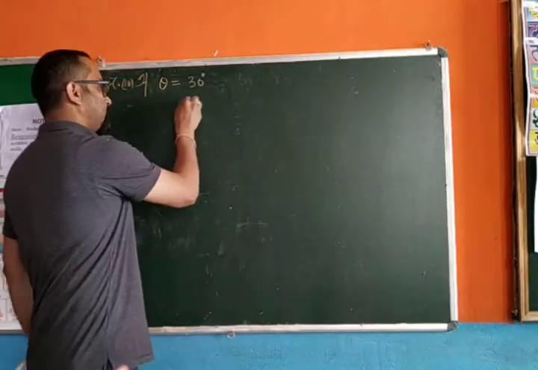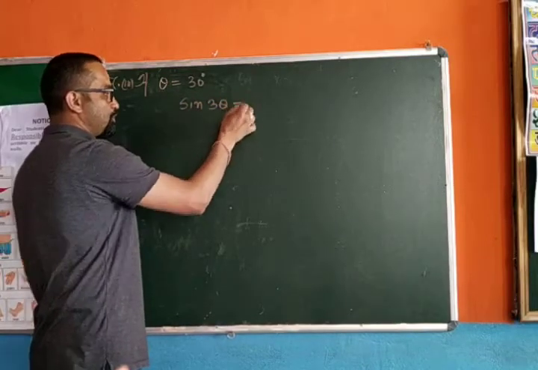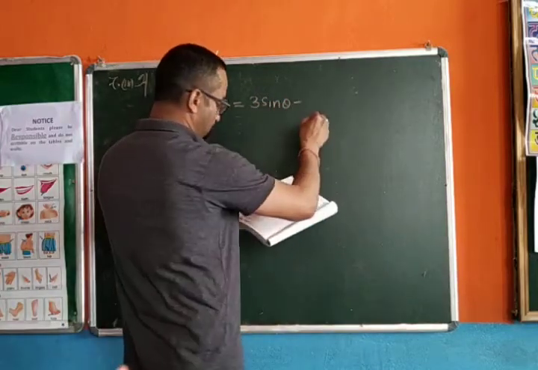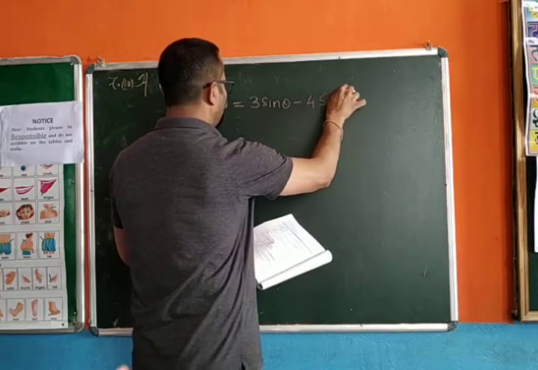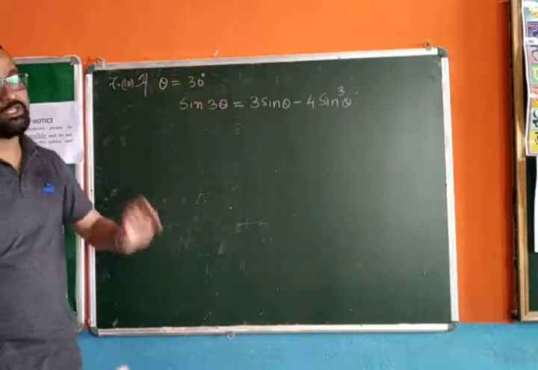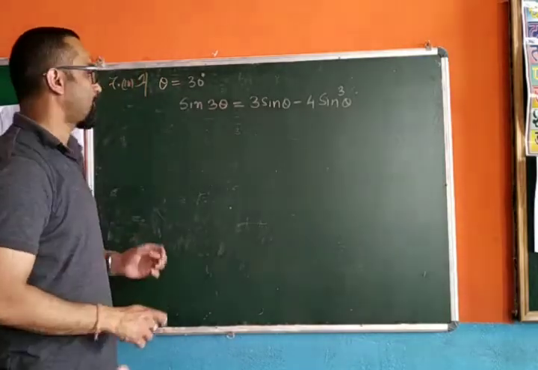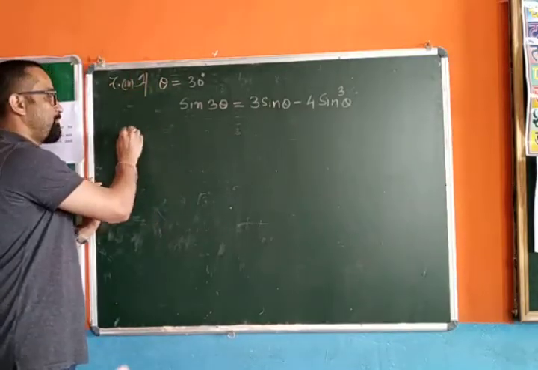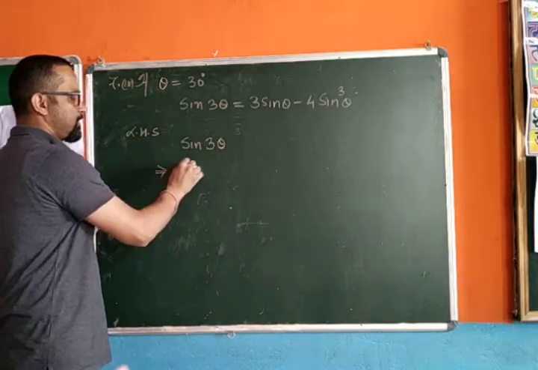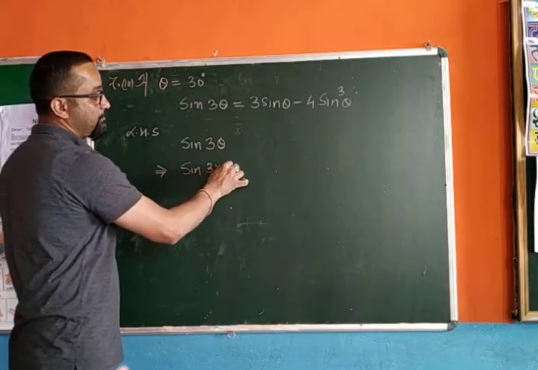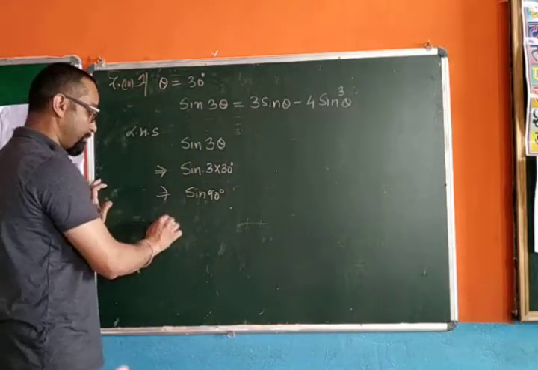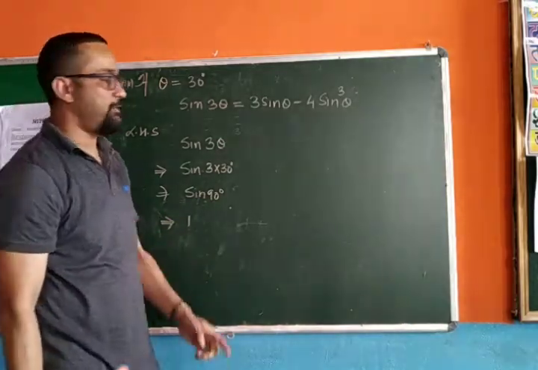Verify that sine 3 theta equal to 3 sine theta minus 4 sine cube theta. See this? If you understand this calculation, you can do others easily. Similar sum to the previous one, left hand side, sine 3 theta, sine 3 multiplied by 30 because theta is 30 degree, sine 90, and you know the value of sine 90 which is equal to 1.